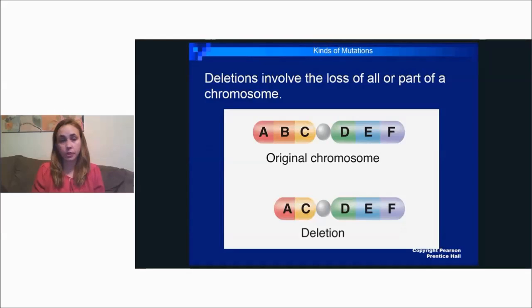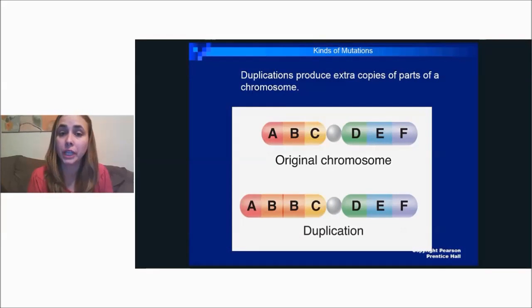The original chromosome up top has A, B, C, D, E, F, and the chromosome that had a deletion in it on the bottom has A, C, D, E, F. So you see the section B was removed entirely, and the new chromosome is missing a chunk of information, and it is shorter as a result. So that's a deletion.